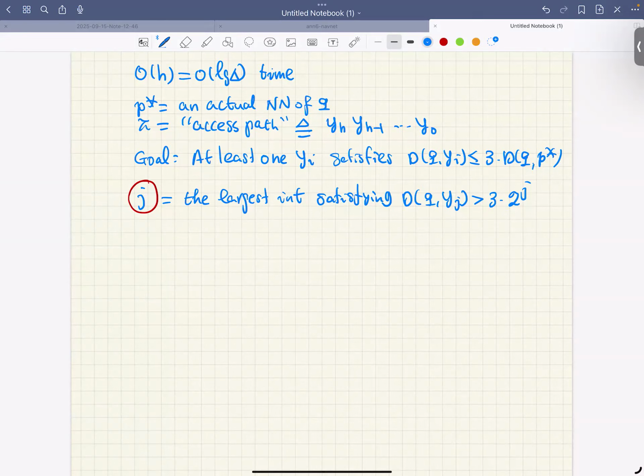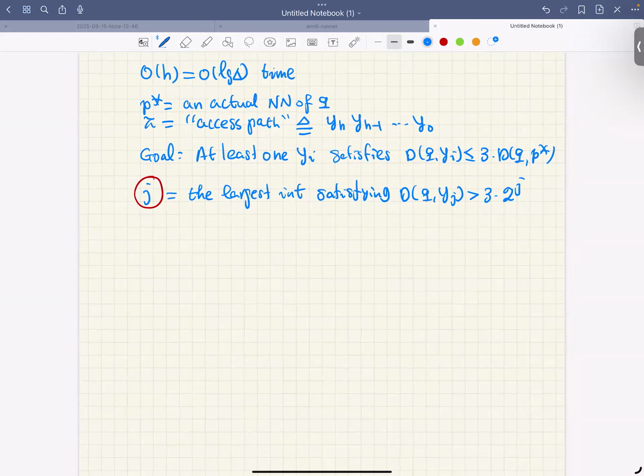If that's not the case, something goes wrong, and that will have to tell me something about the distance from Q to this P star. So this is a heads up message. In the end, I will come back to this message and help you understand it better.